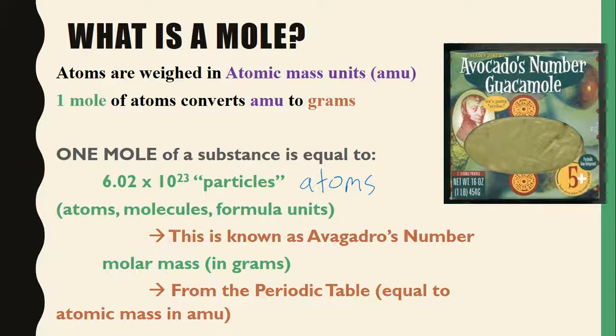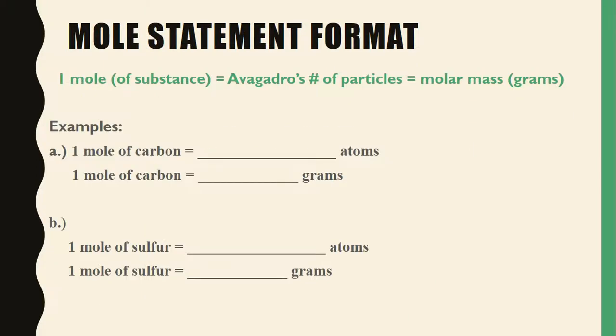And everything on the periodic table now has the units of grams instead of atomic mass units. So 1 mole of carbon would be how many atoms? It would be 6.02 times 10 to the 23rd. So this is just like with the bowl of cereal. How many atoms do you need in 1 mole? A mole is defined as having 6.02 times 10 to the 23rd things.